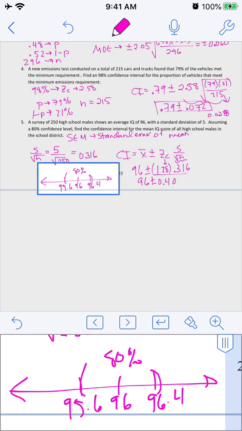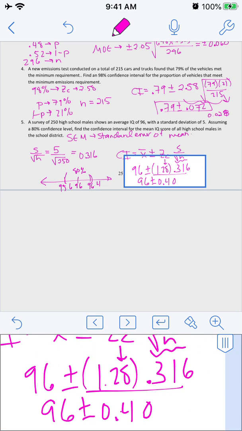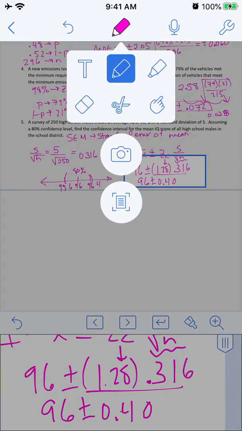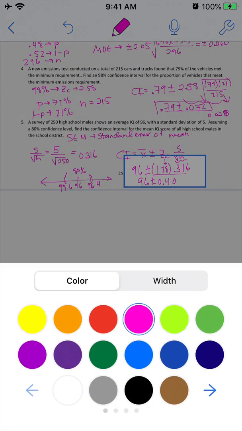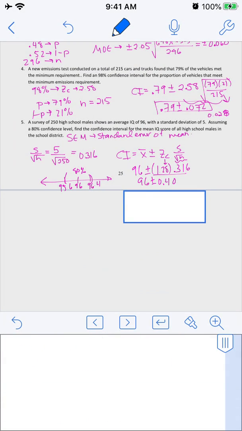What if it wasn't 80, though? How would this change if we were more confident? Would it get bigger or smaller? Interesting question. I like that we did the standard error of the mean first, because now we can just change out that z-value. Let's change out that z-value real fast. Let's be a little more confident. Let's say 98%.